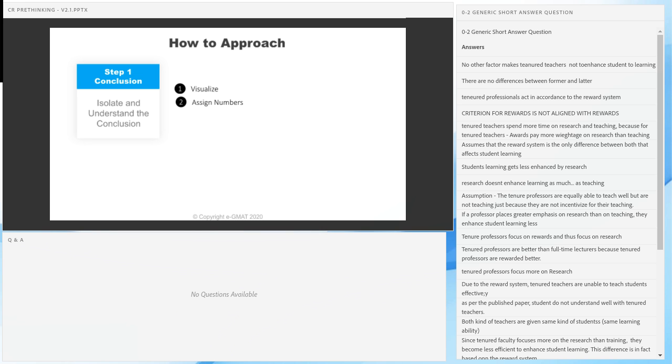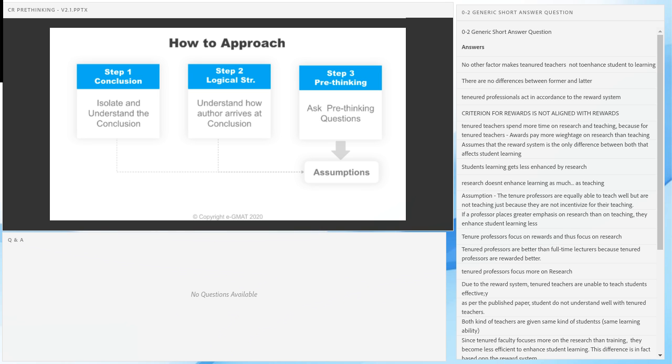The first thing is, let's understand what the conclusion is, and to understand it, we're going to visualize the conclusion. We're going to first isolate the conclusion, then assign numbers to the conclusion. Then we look at the logical structure: how does the author justify that conclusion? And then we will ask our pre-thinking question.